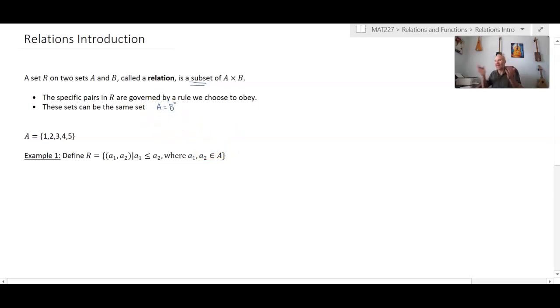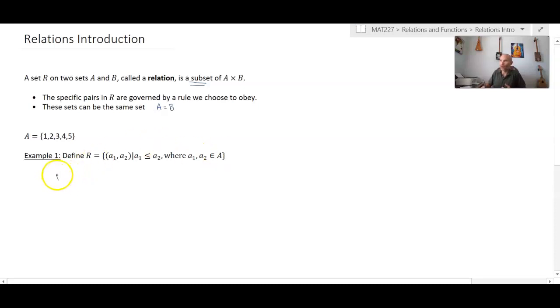In other words, we want to relate elements of the same set, but this definition is general, so that relation could be between two different sets or on one set alone. So let's consider the set A, which has the elements 1, 2, 3, 4, 5, so the first 5 whole counting numbers. Define a relation as follows. It's going to be the set of all ordered pairs (a1, a2) such that the first element is less than or equal to the second element, and both of these elements are drawn from the set A.